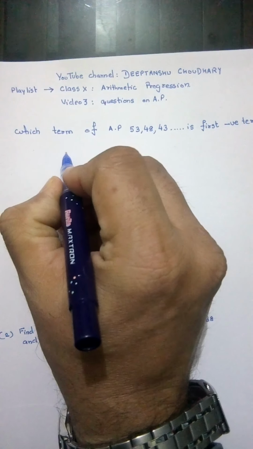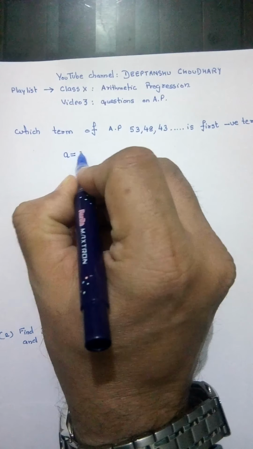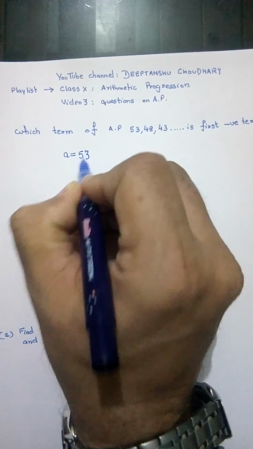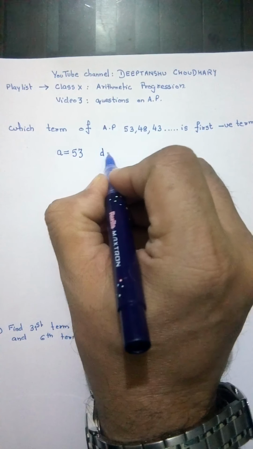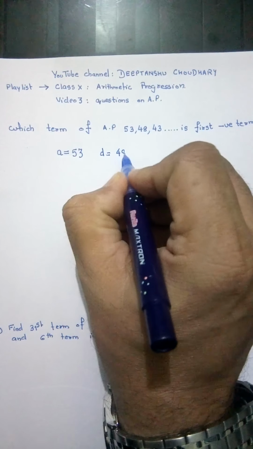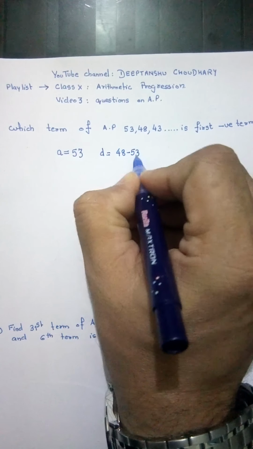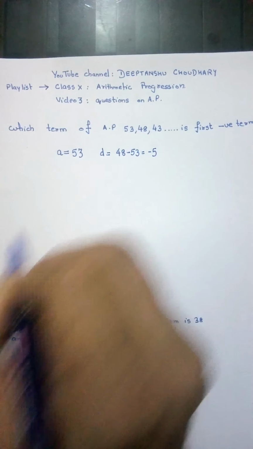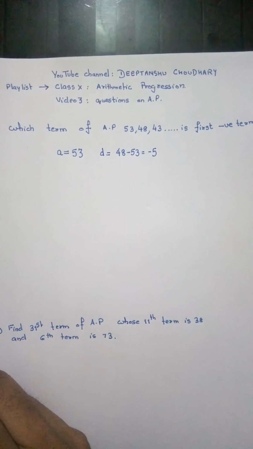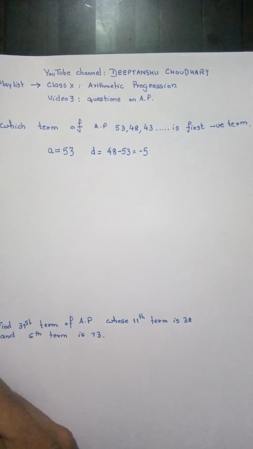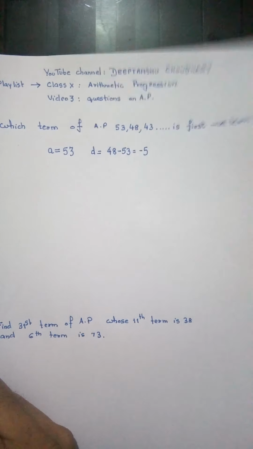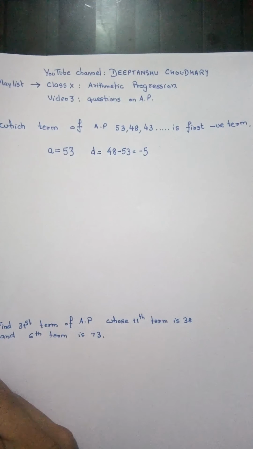We know that the first term of this AP is A, which is 53. We know that the value of D, which is the second term minus the first term, is minus 5. It is a decreasing AP. The terms will go on decreasing. So there will be a term which will be negative. Now I want to know what is the position, which is the term.